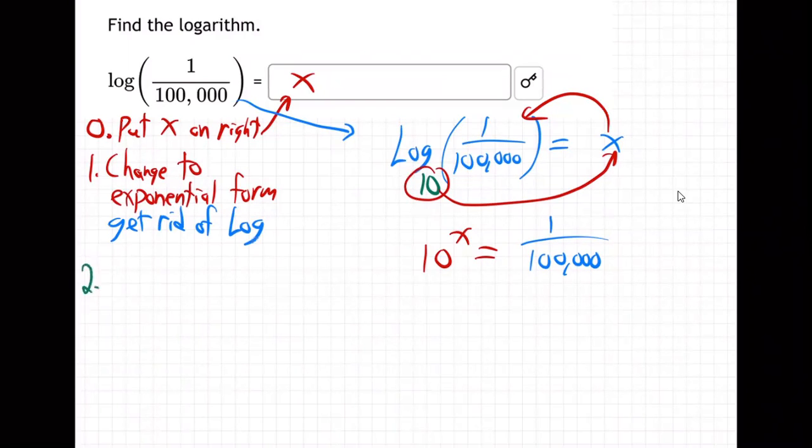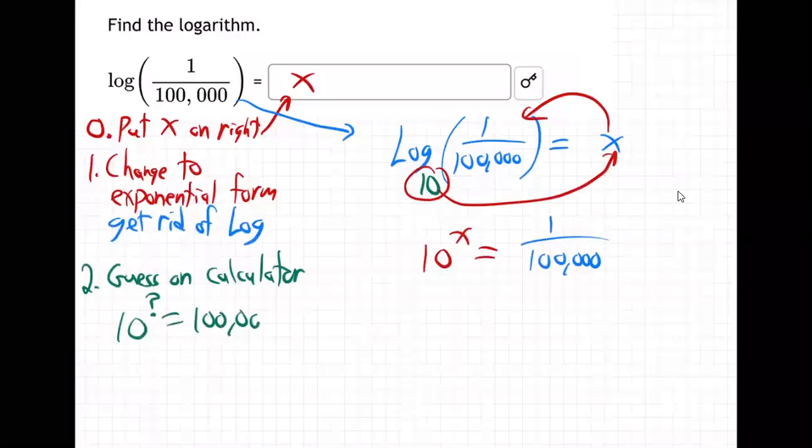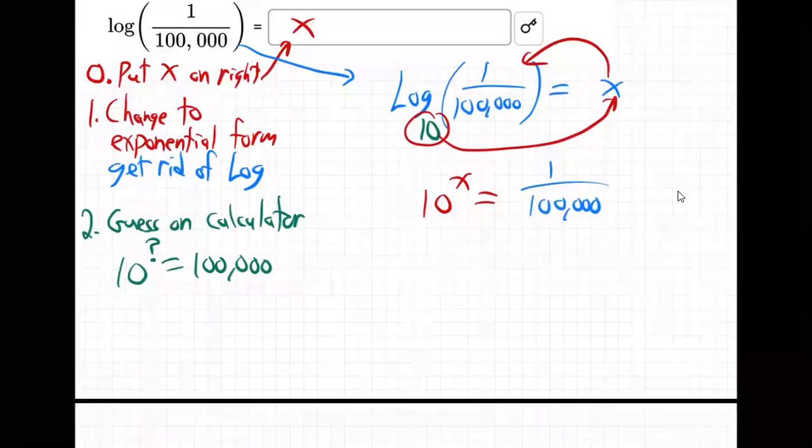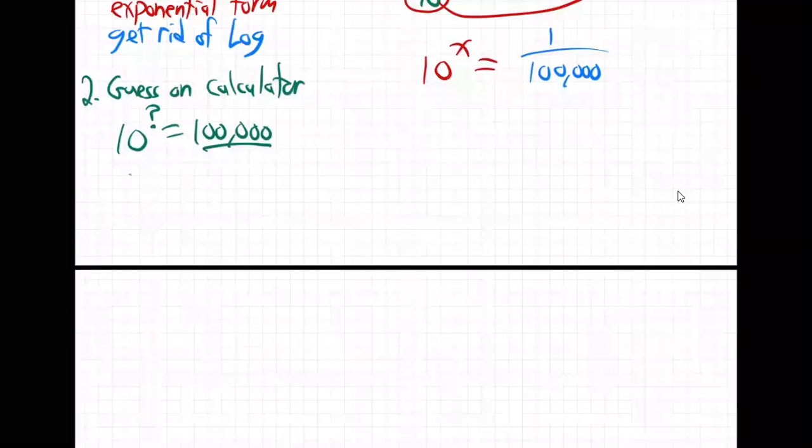step number 2, guess on your calculator 10 to what power to be 100,000. So just start guessing on your calculator, or you can multiply 10 times 10 times 10, or you might already know. There's 5 zeros. So 10 to the 5th is 100,000. Anytime you multiply by another 10, it adds a 0 to the back, doesn't it? So 2 10s would have 2 zeros, 3 10s, 3 zeros, 5 10s, 5 zeros. So it's 10 to the 5th.